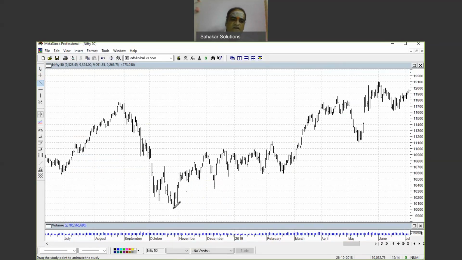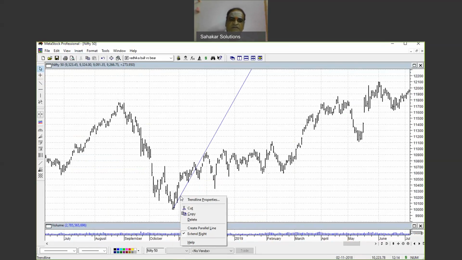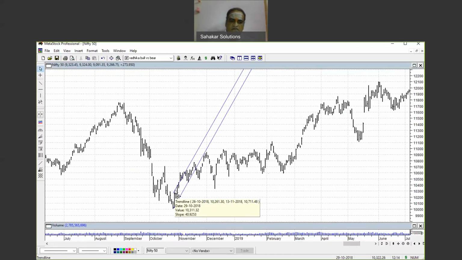Now you can see we have a bottom here. We have another bottom here. So first I connect these two bottoms. Later what I do is I right-click and extend it to the right. See this. Now again I create a parallel line. Here again I will extend this to the right. Now you can see I will again extend this. I will create another parallel line and extend this.